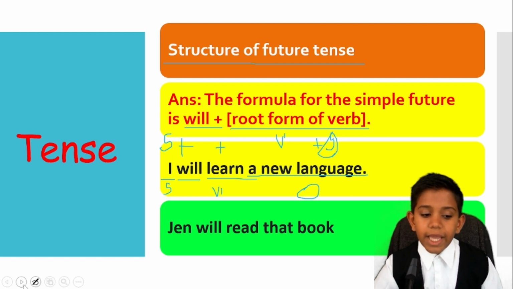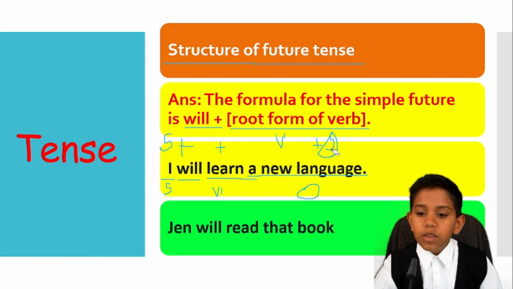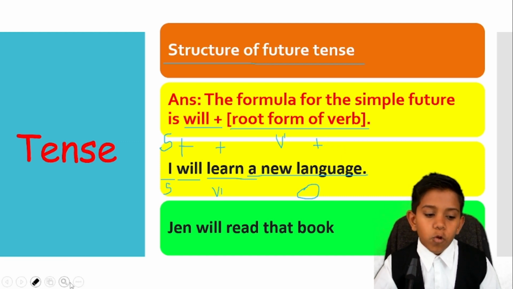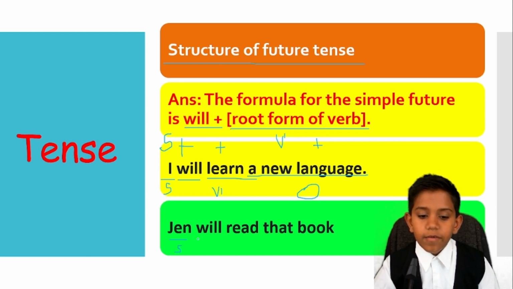Jen will read that book. What will Jen do? Jen will read that book. Jen is the subject, then will, then the V1 form of the verb, and the remaining is the object.